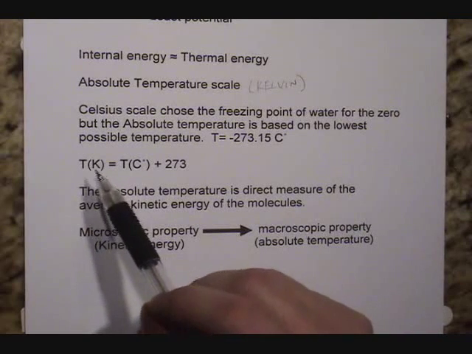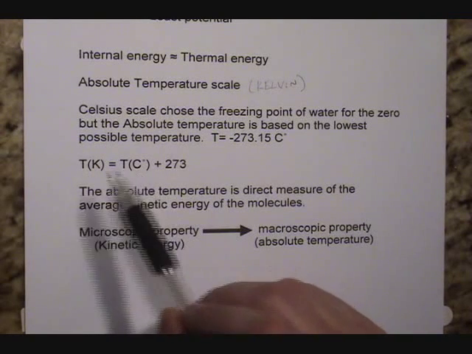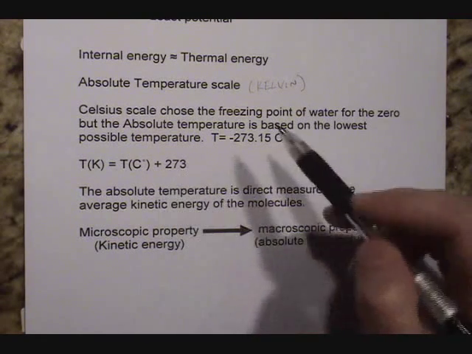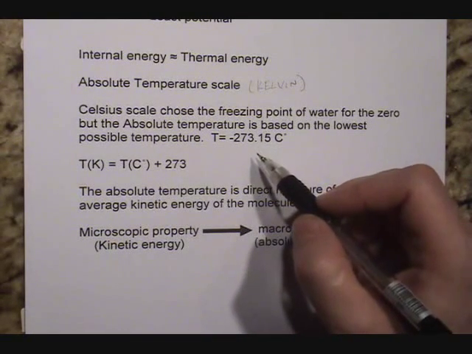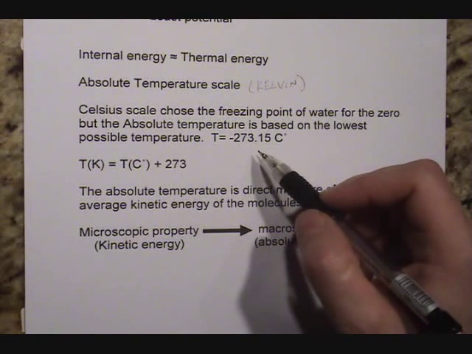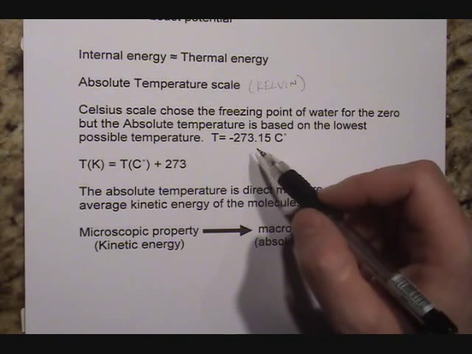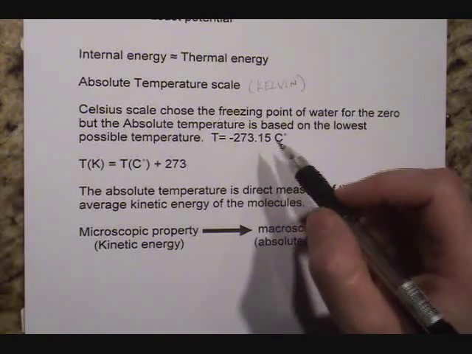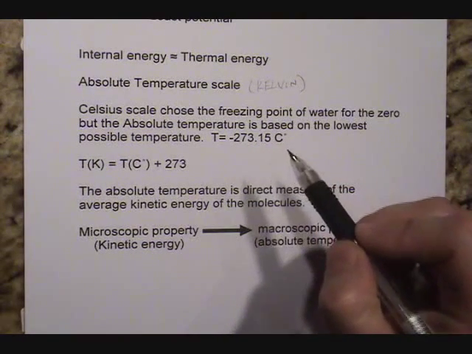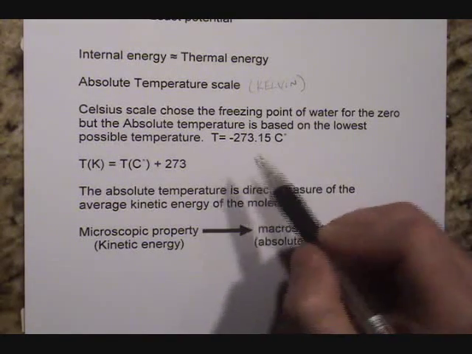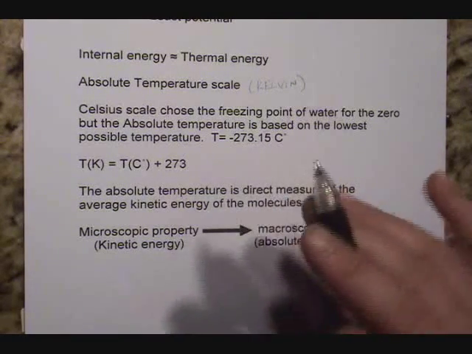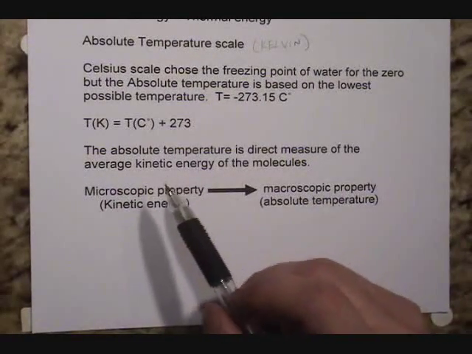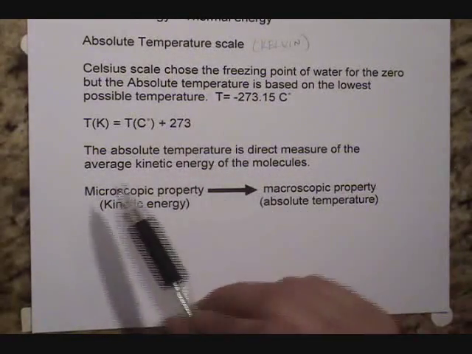Now, to make that conversion from Celsius to Kelvin, we simply add 273 degrees. It turns out that at minus 273 degrees Celsius, we have reached absolute zero, there is no more thermal energy to remove, and the molecules stop moving. The motion of the atoms stops. They have no translational, rotational, or vibrational motion. They simply stop.